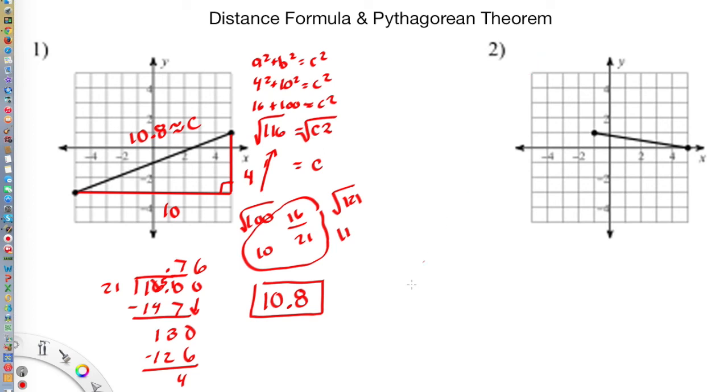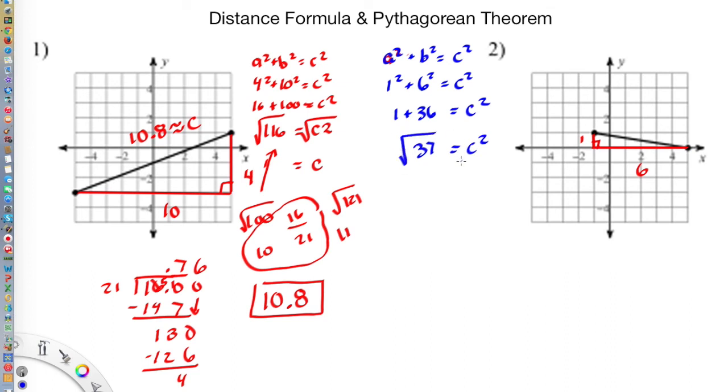Now let's take a look at number 2 over here. Same thing. First thing I want to do is drop my perpendicular line. If I want to find this diagonal line, I need to treat it like a hypotenuse to a right triangle. Okay, and so I need to drop a perpendicular line and a horizontal line to create a right triangle. The height is 1, and the base would be 1, 2, 3, 4, 5, 6. So, again, a squared plus b squared is equal to c squared. A would be 1, b would be 6, c is unknown, so I got 1 plus 36 is equal to c squared, which is the same thing as 37 is equal to c squared.